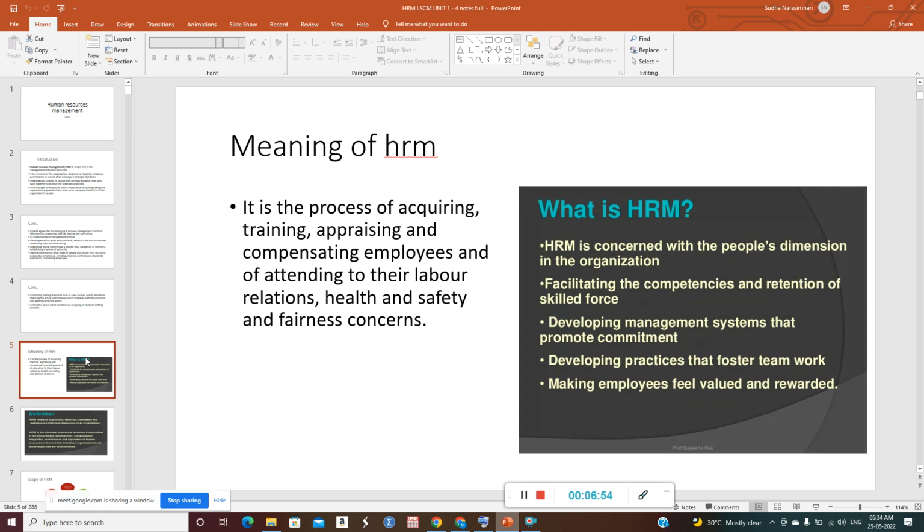Now, what is it all about, right? It is nothing but a process. This process happens throughout the year. It is systematic in nature, which is the main characteristic of human resources management. The word human resources management is about people. So that is why we talk about the people's dimension in the organization from the employee point of view.